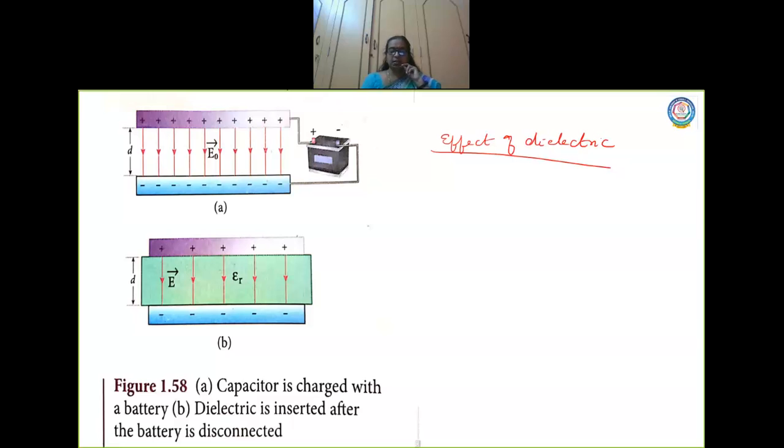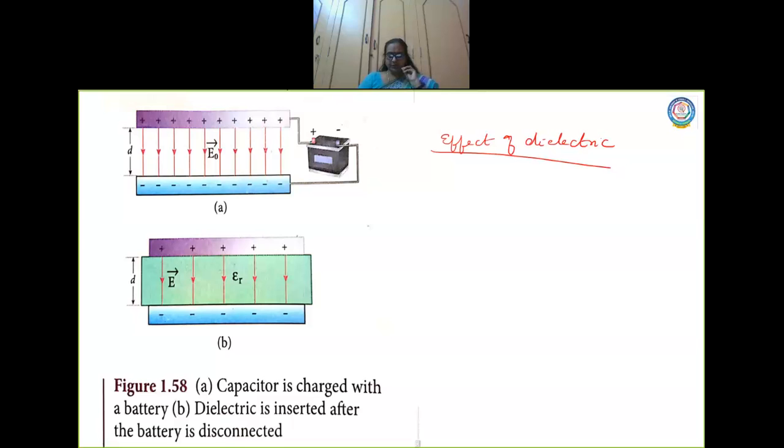Okay, so there are two diagrams given here, children. The first diagram is without a dielectric. The second diagram is with a dielectric in between the plates of the capacitor. So first we'll see the explanation of the first diagram. Now here the two plates are connected to a battery. Whenever it is connected to a battery, charges get stored on the plates. This you are very well aware.